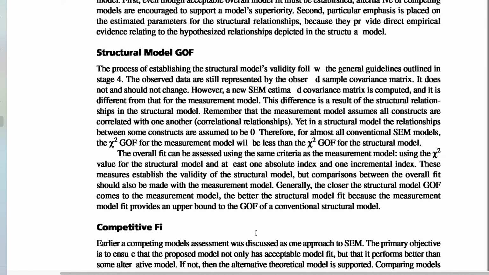But comparison between the overall fit should also be made with the measurement model. Generally, the closer the structural model comes to the measurement model, the better the structural model fit becomes. The measurement model fit provides an upper bound on the goodness of fit of the conventional structural model. Competitive fit.